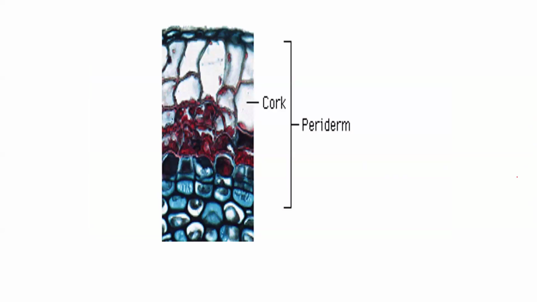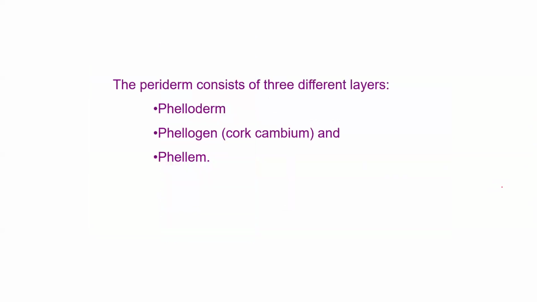So this one is the periderm, the outer layer. The periderm consists of three different layers: phellem, phellogen, and phelloderm. So these three constitute the periderm. The middle layer is the cork cambium, the phellogen.